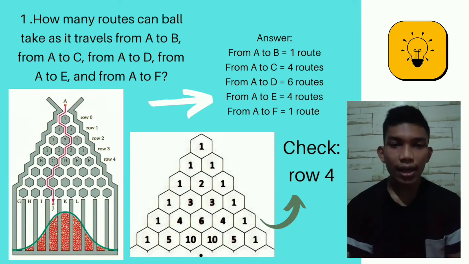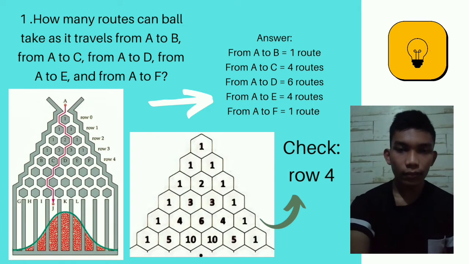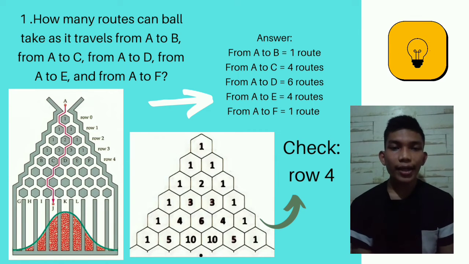So to check, let's look back at Pascal's triangle. In order, yung answers from A to B, A to C, A to D, A to E, A to F, which are 1, 4, 6, 4, 1. So sa Pascal's triangle, ang 1, 4, 6, 4, 1 ay nasa row 4.